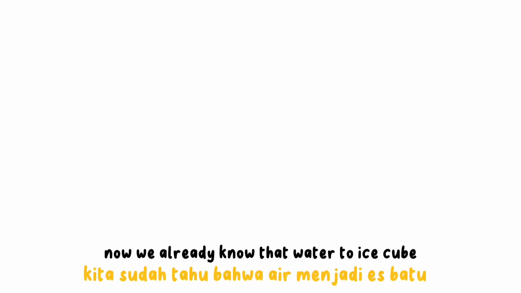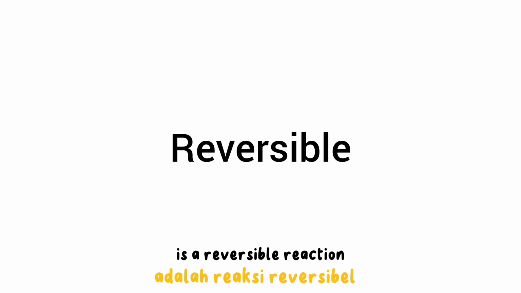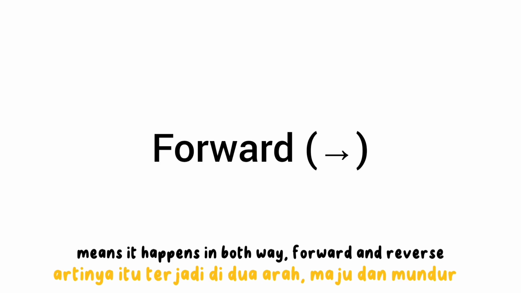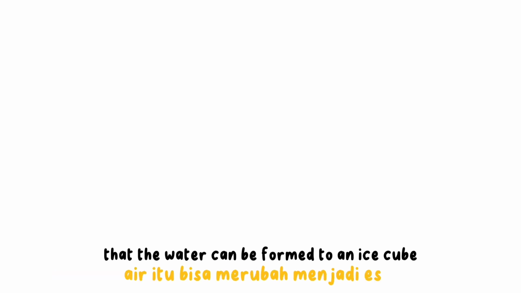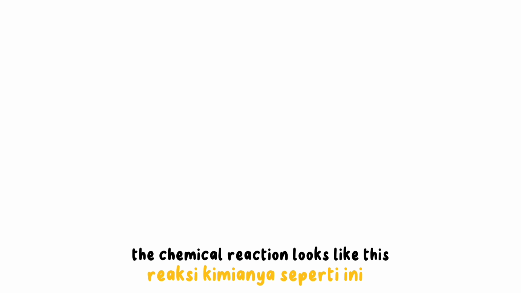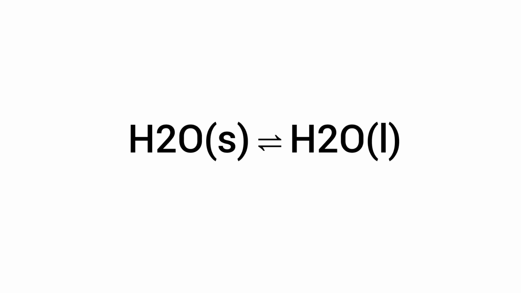Now, we already know that water to ice cube is a reversible reaction, meaning it happens in both ways, forward and reverse, which also means that the water can be formed into an ice cube and that ice cube can also be water again. The chemical reaction looks like this.